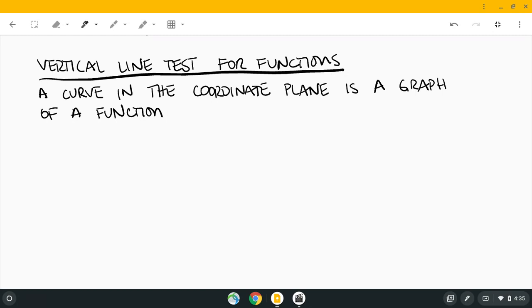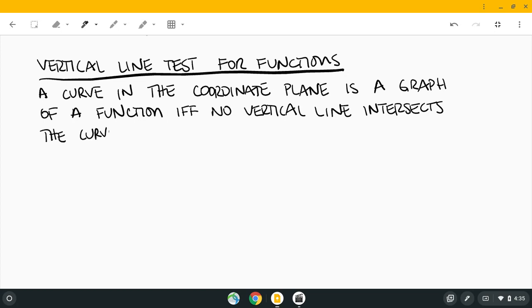If and only if. You don't want to write all of that, so you can do this: IFF. IFF stands for if and only if. So if and only if no vertical line intersects the curve more than once. And I'll show you what that means.